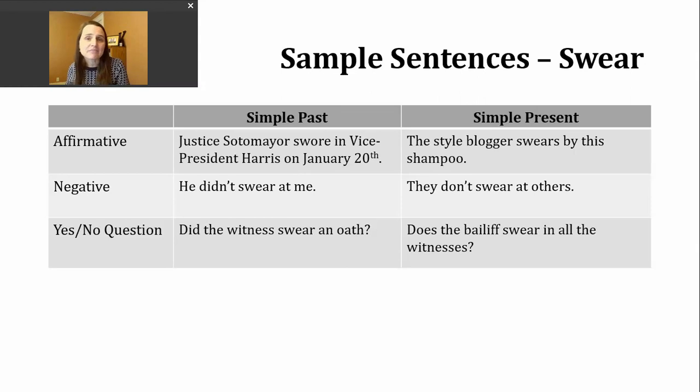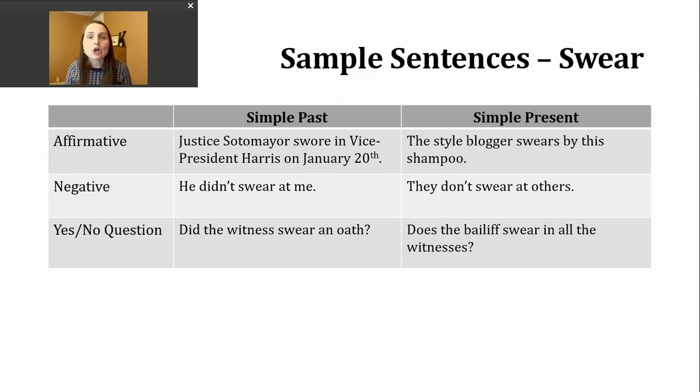Okay? Finally, if I want to make a yes or no question in the simple past tense, I'm going to start with did, then I'll have my subject, and then the base verb. So again, we're not using the irregular form in a yes or no question. Here's an example sentence. Did the witness swear an oath?